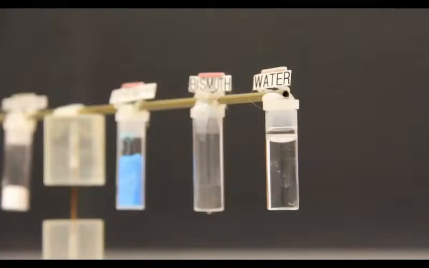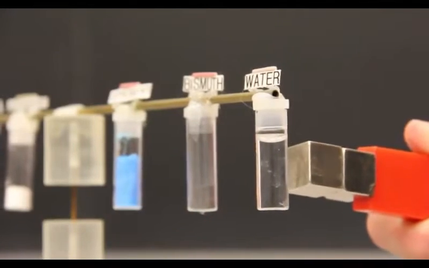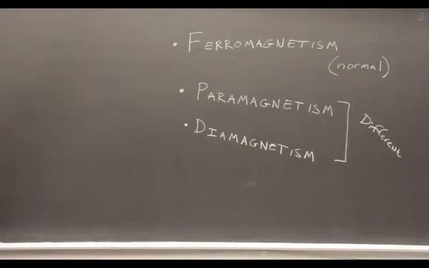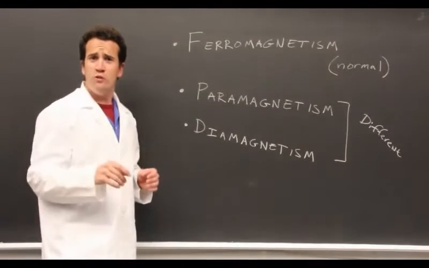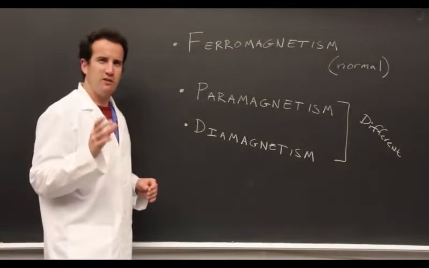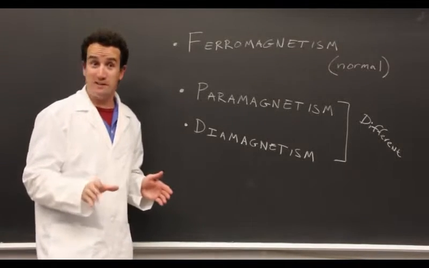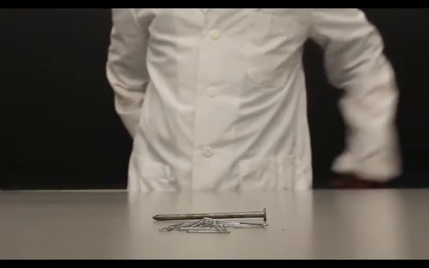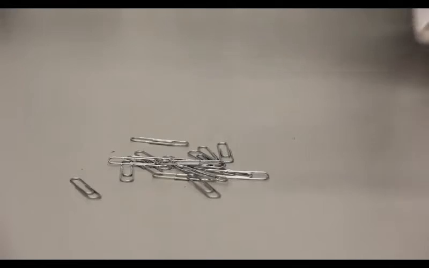You may not think of water as being magnetic, but it is, and so are graphite, aluminum, and glass. This is a new and different category of magnetism called either para or diamagnetism, and it's different from the magnetism that you're used to. You're probably already familiar with ferromagnetism.